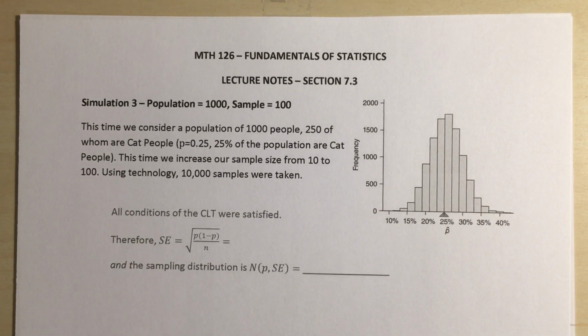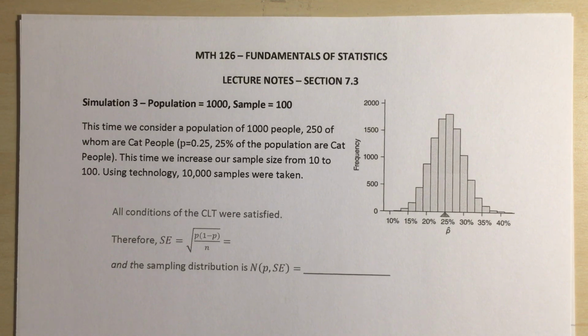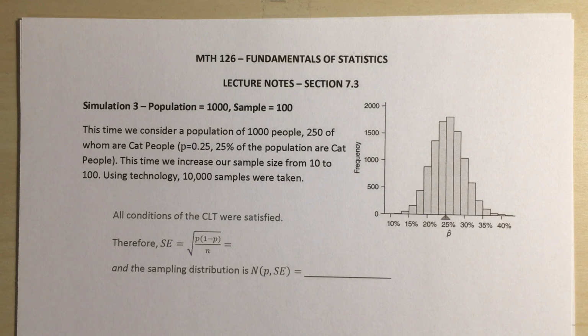If we look at one of our other simulations from the previous section, this time we consider a population of 1,000 people, 250 of whom are cat people, so we still had a population proportion of 25%. This time we increased our sample size from 10 to 100. If we check all of our conditions of the central limit theorem, they will all work out. That multiplication that did not work last time would work this time. So since all of our conditions are satisfied, we are allowed to find our standard error.